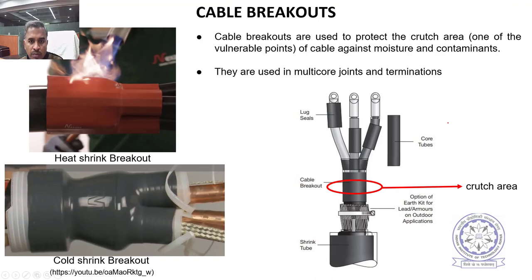And cable breakouts, so these are three core cables actually. This type of construction is called breakout. So this is heat shrink breakout, this is cold shrink breakout. Cable breakouts are used to protect the crutch area. This area is known as crutch area, where the three core cables are coming out from a single cable. This is a cable, three cores of three phases, where they are just coming out, thus that area is known as crutch area, a very sensitive area where breakdown is reported to have occurred frequently.